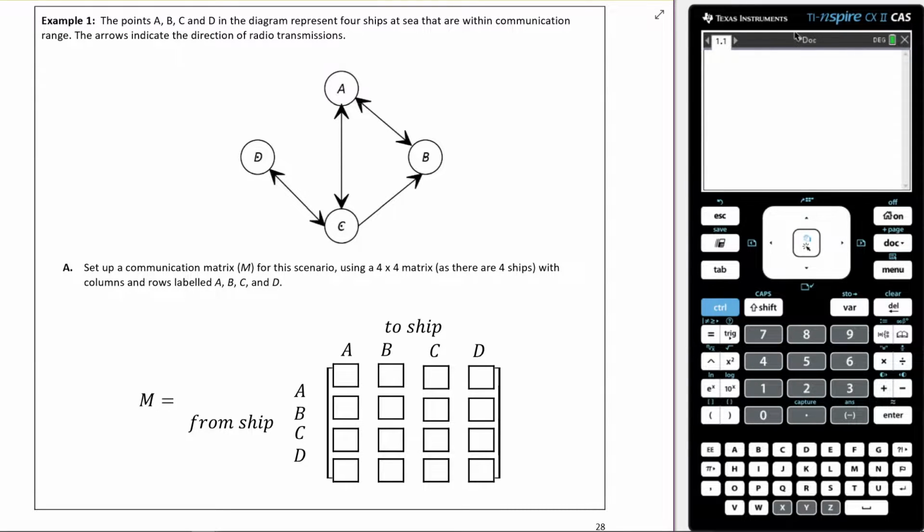Okay, let's now go through this example together. So example 1: the points A, B, C, and D in the diagram represent 4 ships at sea that are within communication range. The arrows indicate the direction of the radio transmission.